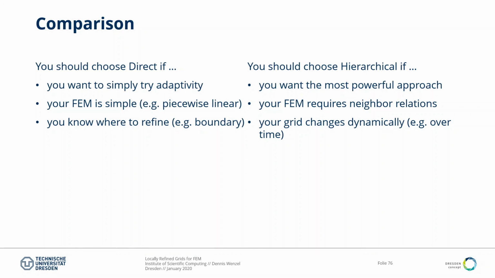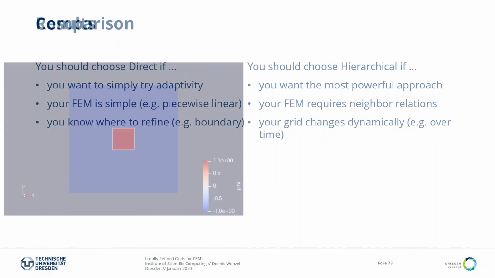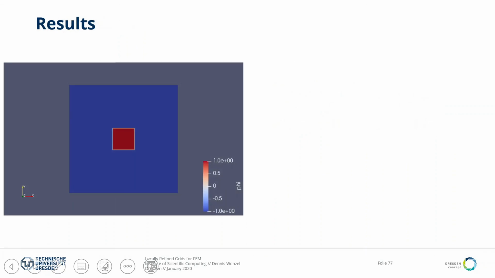If your FEM requires neighbor relations, or if your grid changes dynamically and you need coarsening, then it's also a good way to go for hierarchical storages. And just some results here. That's another illustration of this phase field stuff. Like the Allen-Cahn equation that we had before, only with a slightly bigger cell in the middle now.